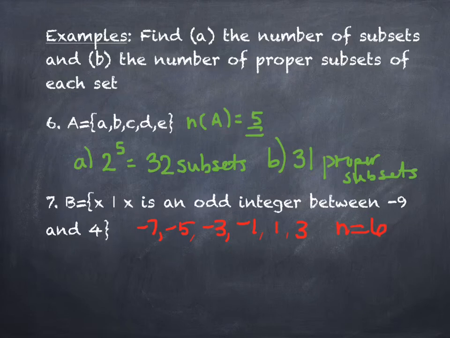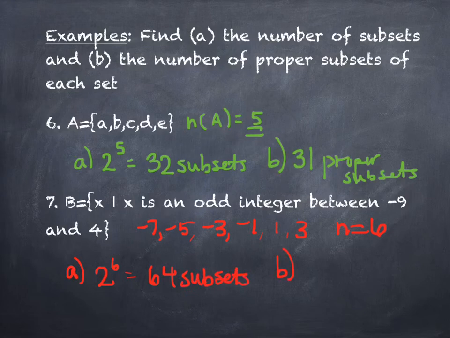So we need to find part A, the number of subsets, which is 2 raised to the 6th power, and if you multiply that out, you'll get 64 subsets. And on part B, you have exactly 1 less, so it would be 63 proper subsets. You don't actually have to list out the numbers from -7 to 3 here, but you can if you would like. And that will conclude our discussion of Venn diagrams.